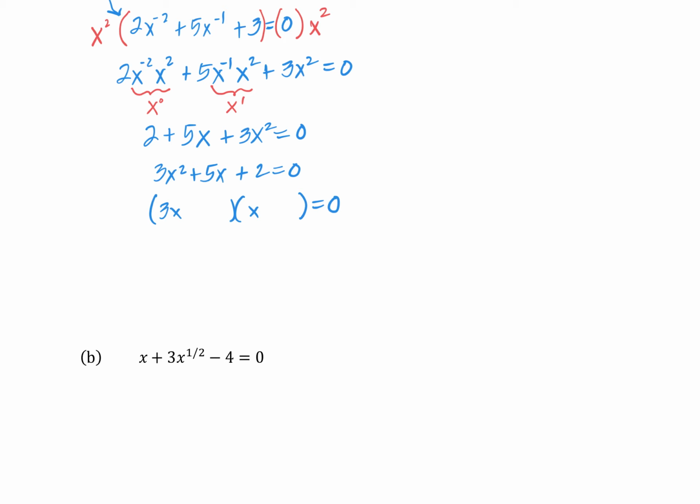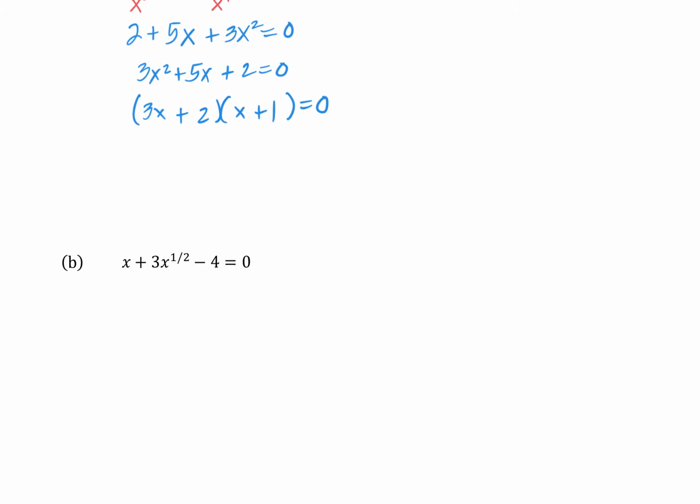The 2 would probably go with the 3x. So 3x plus 2x plus 1. Let me check. 3x squared, I have a plus 3x plus 2x would give me the plus 5x. Yeah, and then I get the plus 2. So my possible solutions are going to be x equal to minus the 2 divided by 3, so negative 2/3, or x equal to a negative 1.